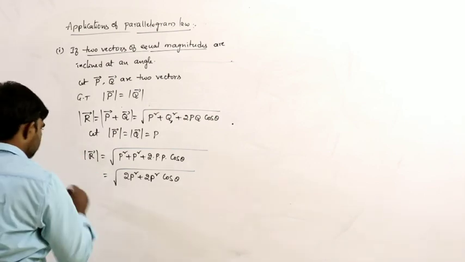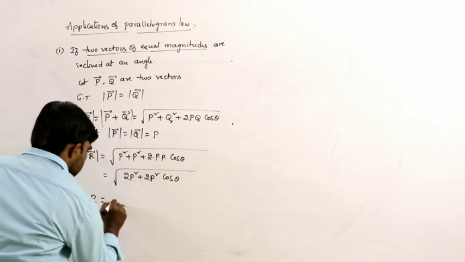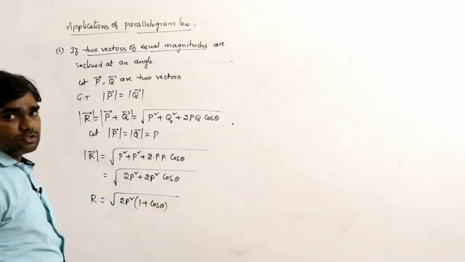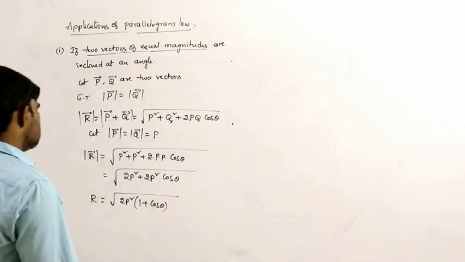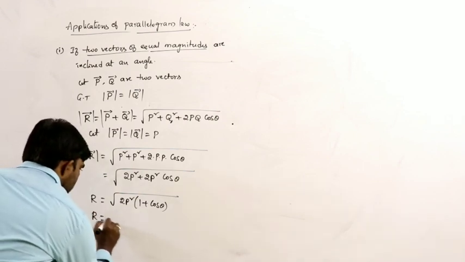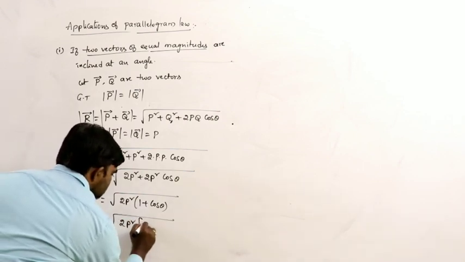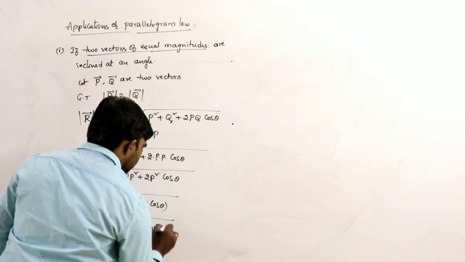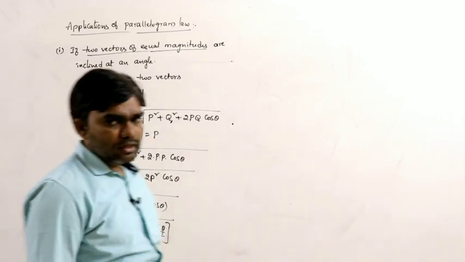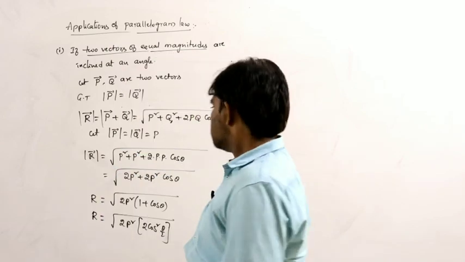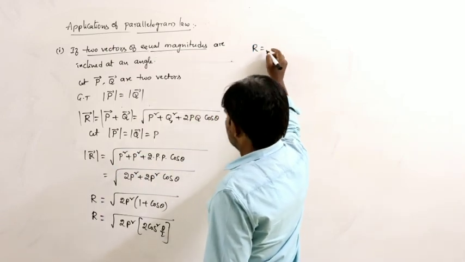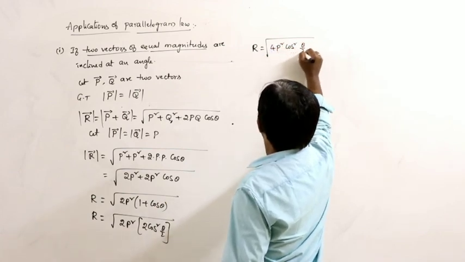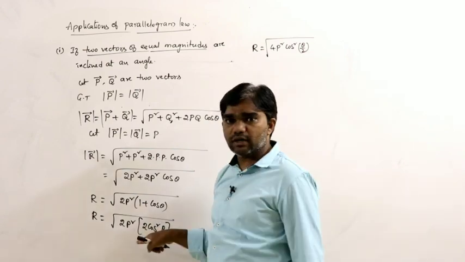Next, r can be written as the square root of 2p square into 1 plus cos theta. Using the trigonometry formula, 1 plus cos theta can be written as 2 cos square theta by 2. So r is equal to under root 4p square cos square theta by 2, since 2 into 2 is 4.